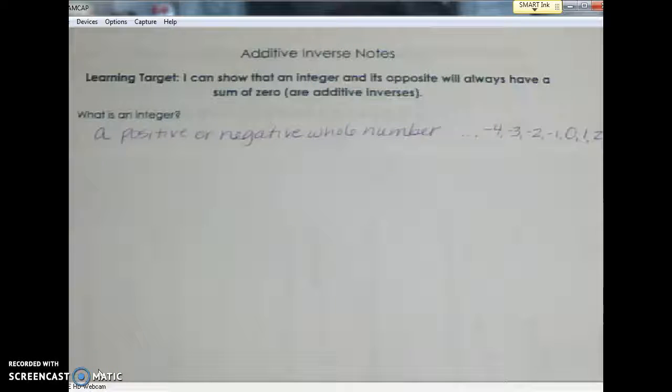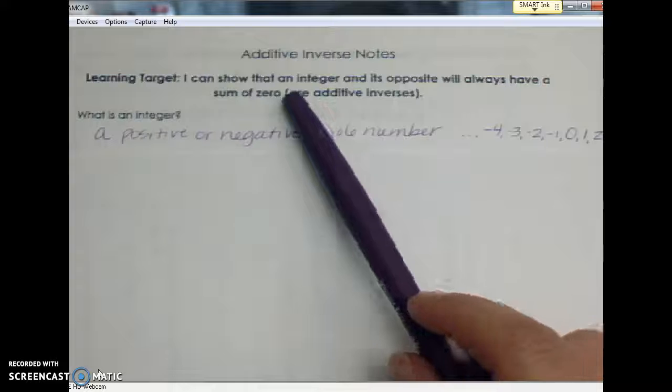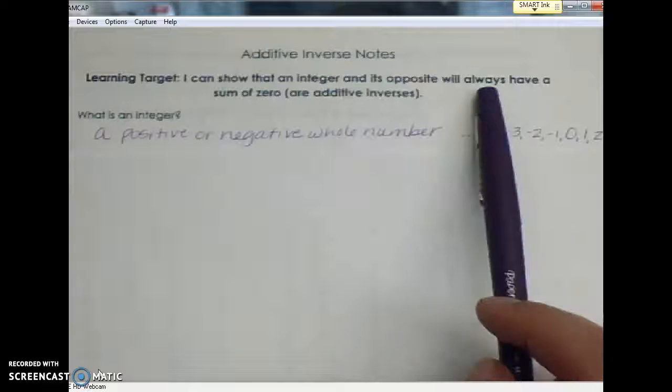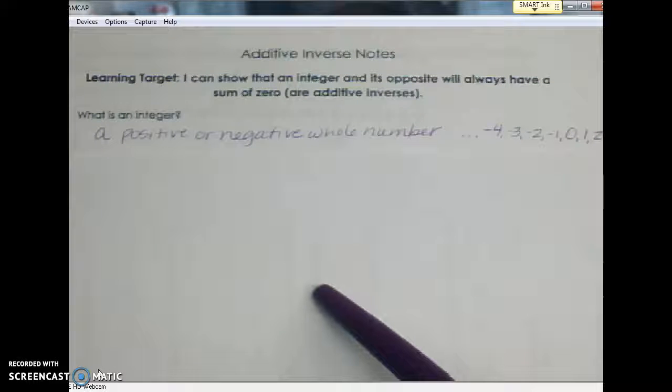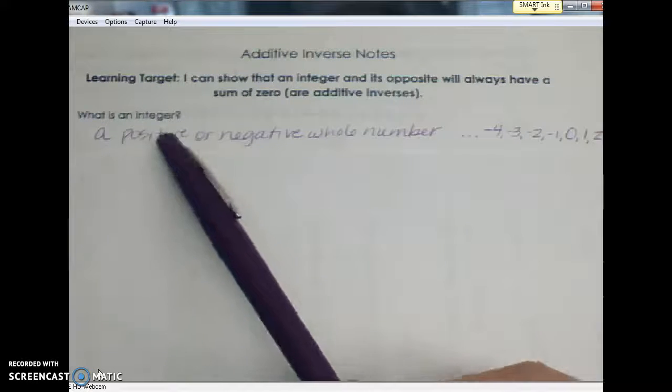Okay, so we are going to continue our unit in rational numbers, and we're going to start talking about additive inverses. When we talk about an additive inverse, we are going to be looking at the definition of an additive inverse, and we're going to show that an integer and its opposite will always have a sum of 0. So we have to first start out with talking about what is an integer.